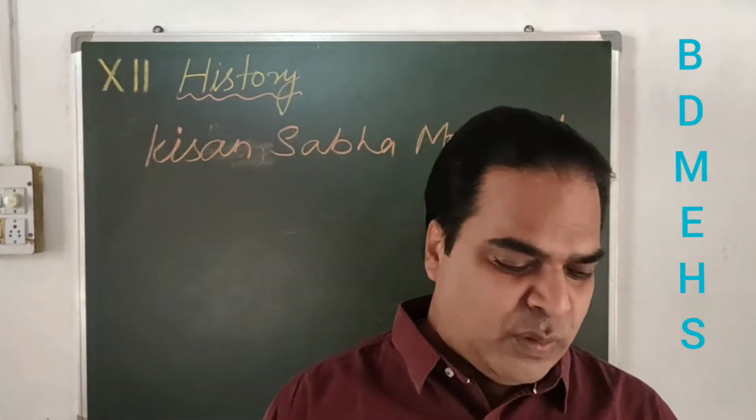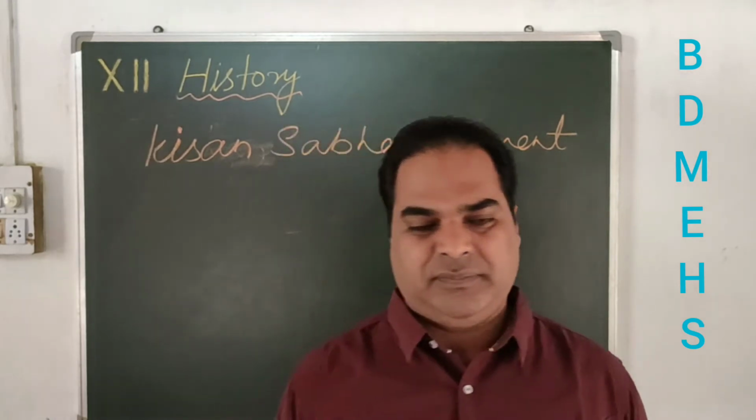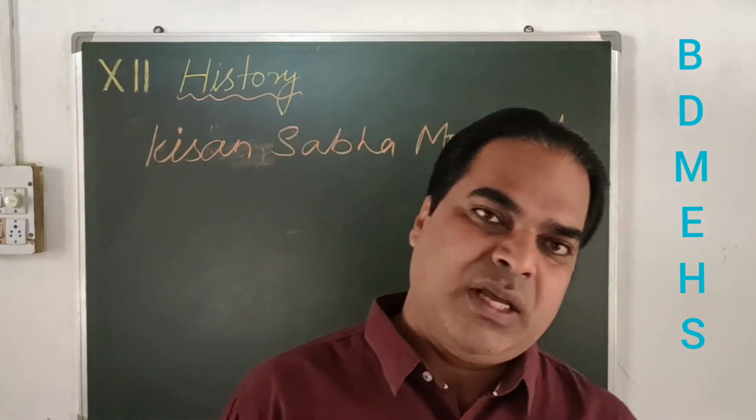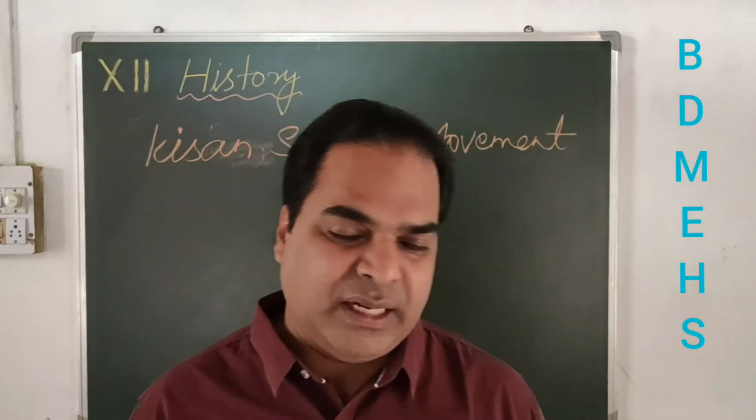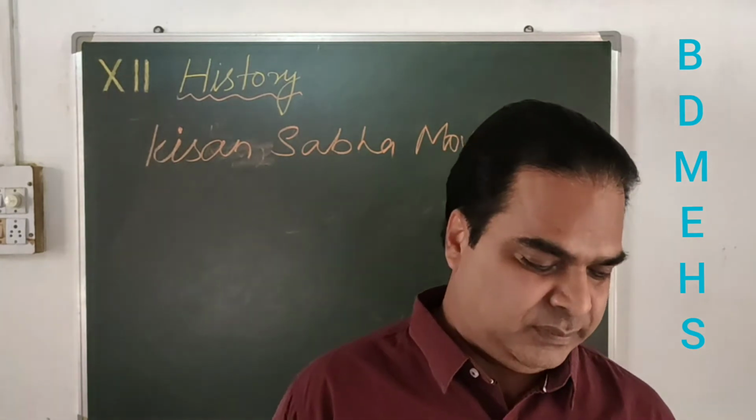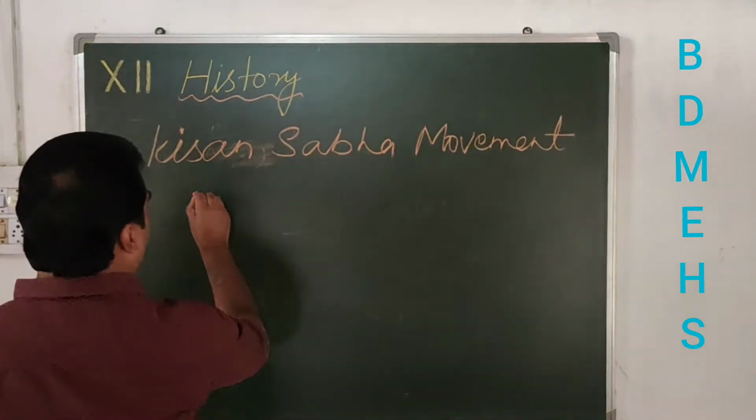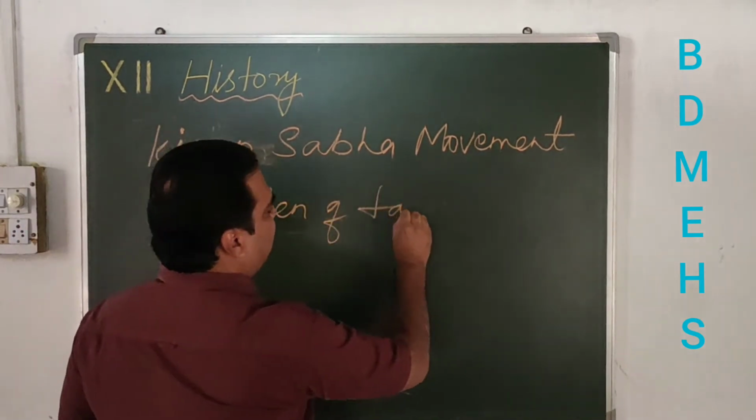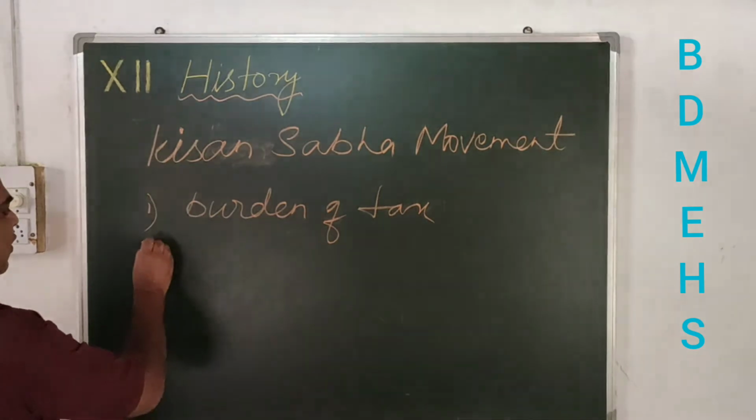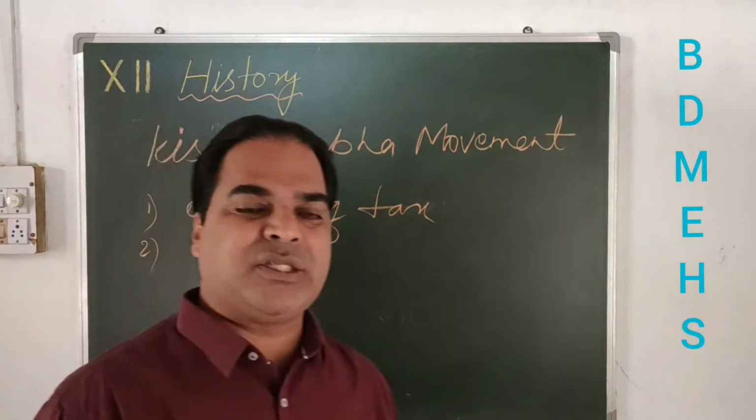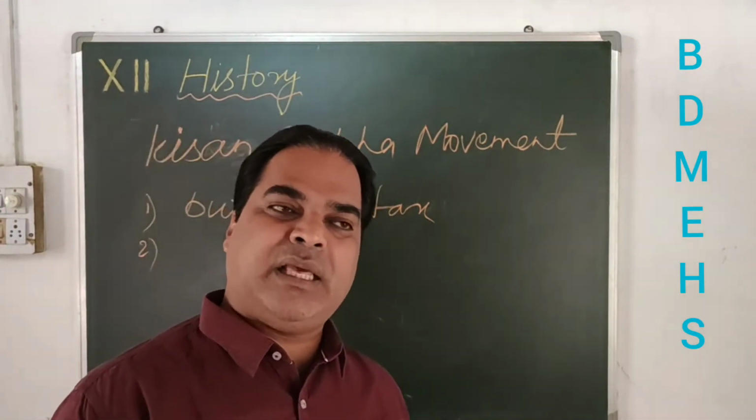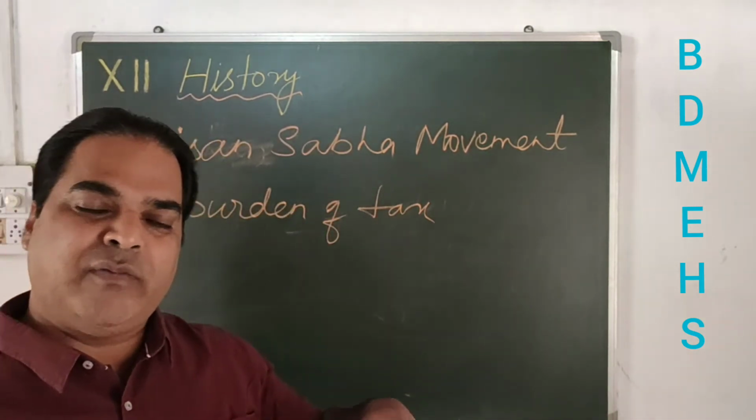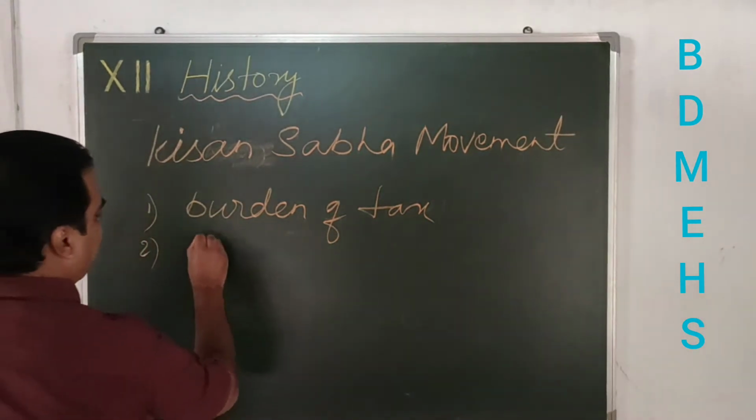Number one was the excessive burden of taxation. The farmers were imposed with an excessive burden of tax. They had to pay huge taxes. Number two, fear of eviction. If they don't pay the tax, then they will be evicted from their land. They will be forced to leave their land. So, fear of eviction.